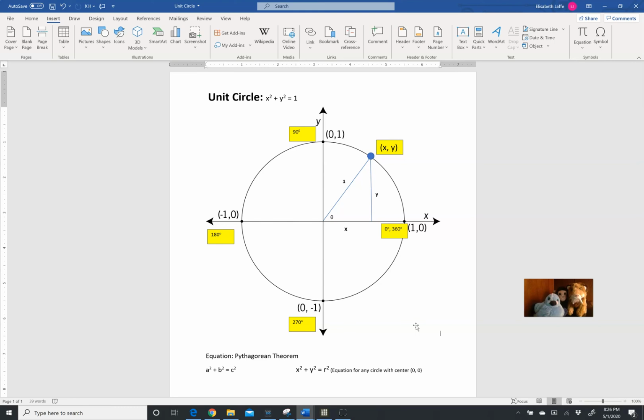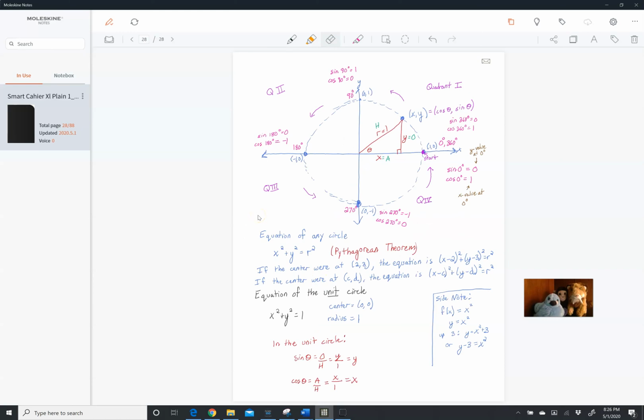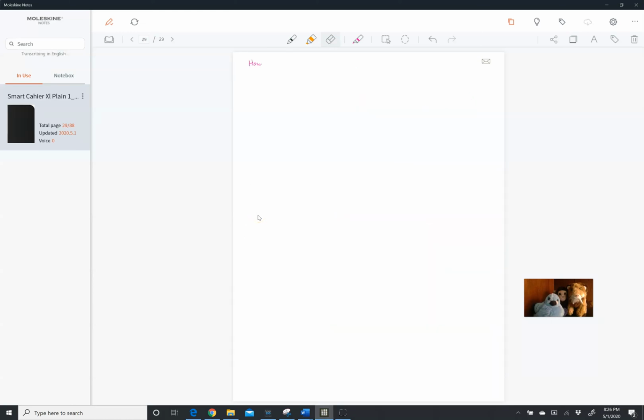So let's talk about how we measure angles. And then we're actually going to come back to this unit circle. So we have two systems. The first system is degrees, and then smaller than degrees is minutes, and smaller than minutes is seconds.